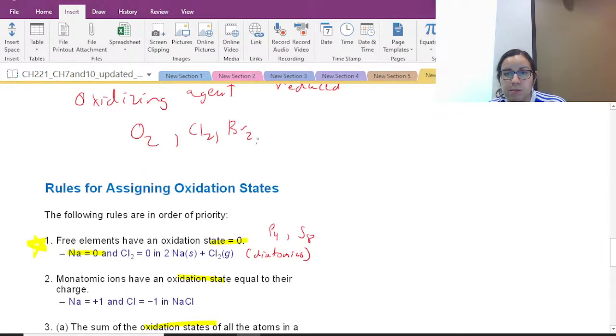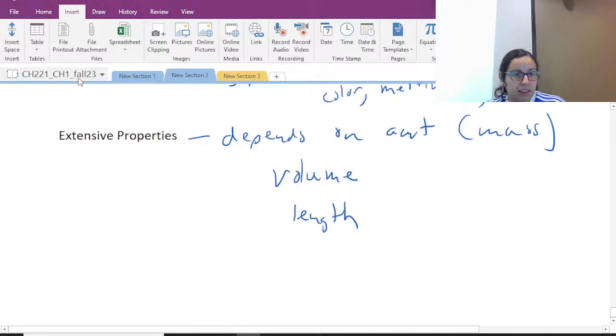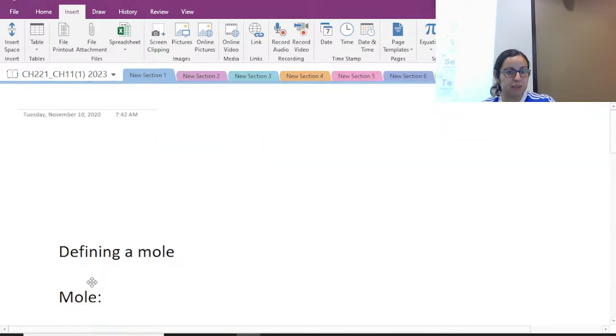And obviously I can't find a periodic table. ptable.com, that's what I always use. Here we go, internet. I was just trying to find one in my notes.